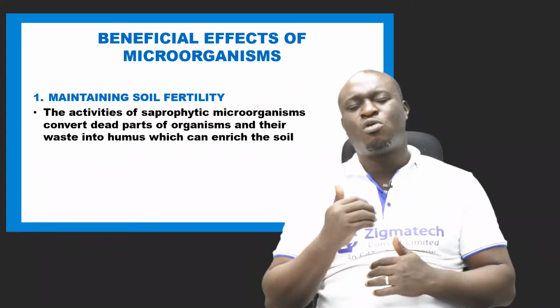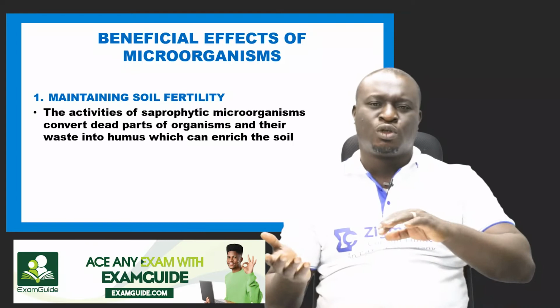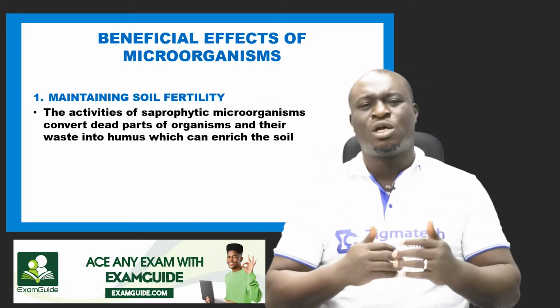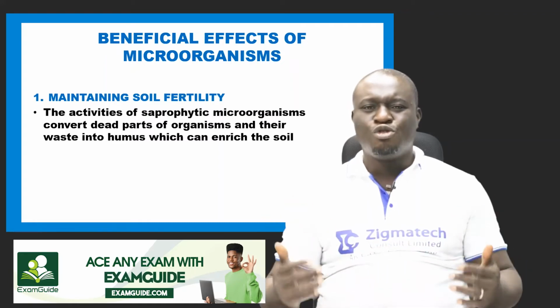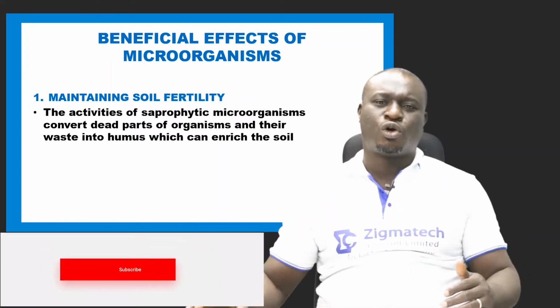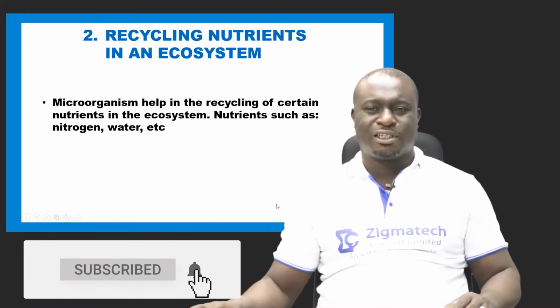The activities of most saprophytic microorganisms convert dead parts of organisms into useful materials which are called humus, and they are used by plants. So they help to improve what? Soil or maintain soil fertility.